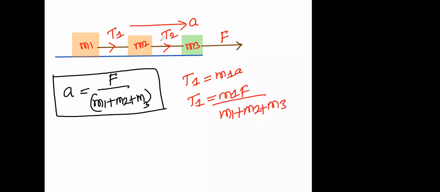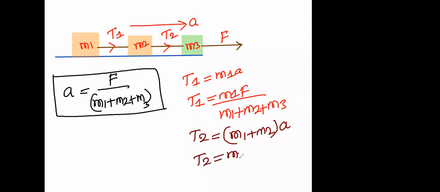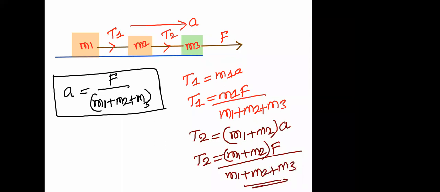Or tension T2, if we take T2 is the tension due to those 2 blocks. For these 2 blocks, the tension T2 is there. Therefore, T2 is equal to M1 plus M2 into A. Then T2 is equal to M1 plus M2 into A, means what? F divided by M1 plus M2 plus M3. T2 is equal to M1 plus M2 into F divided by M1 plus M2 plus M3. This is the case, right?